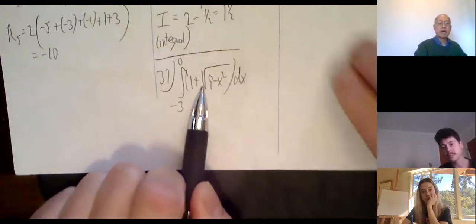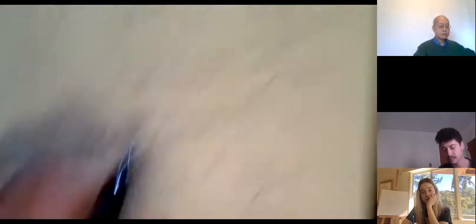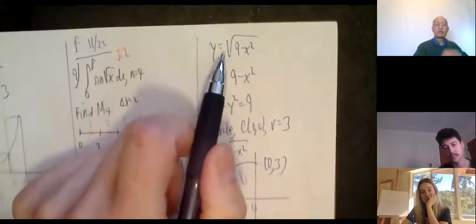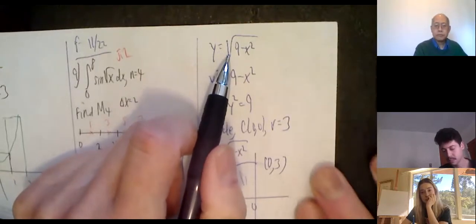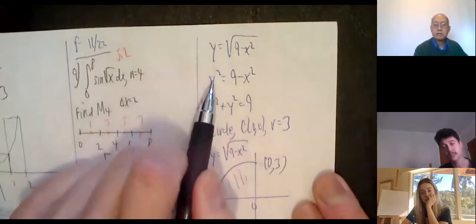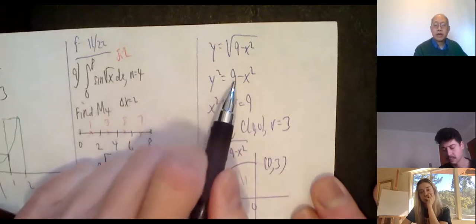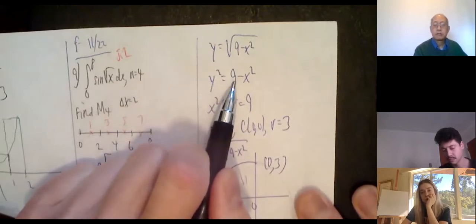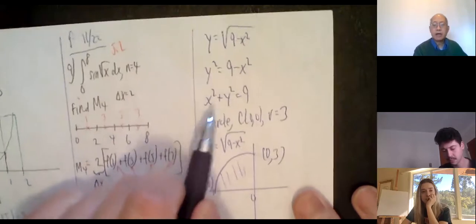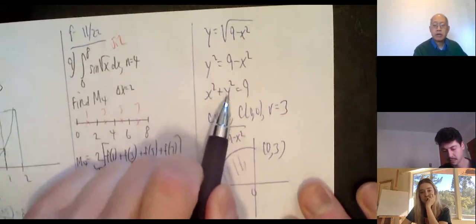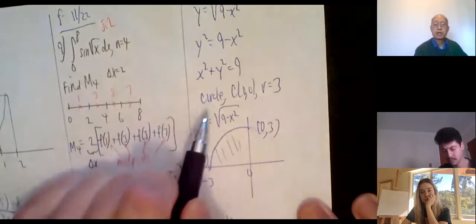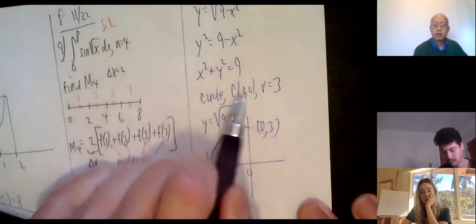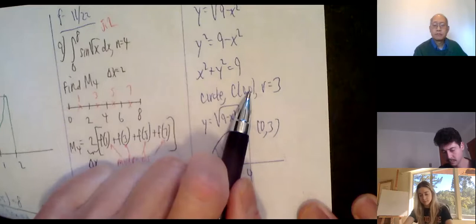Let me call that y. y equals the square root of 9 minus x squared. Square both sides: y squared equals 9 minus x squared. Add x squared: x squared plus y squared equals 9. Aha, I recognize that. It's a circle, center at the origin, radius of 3.